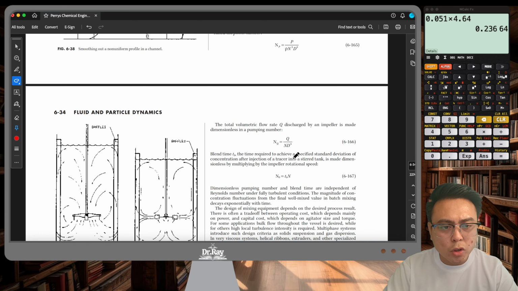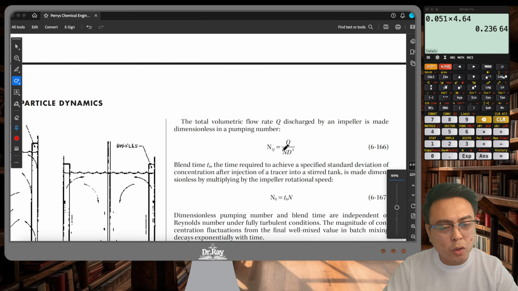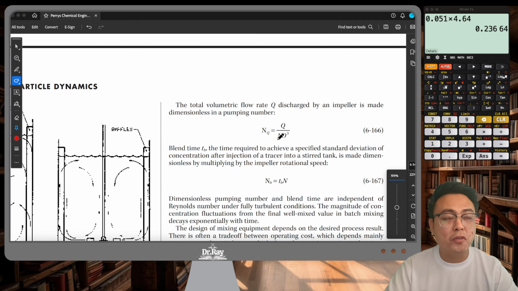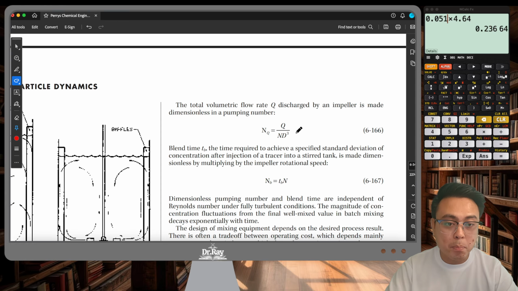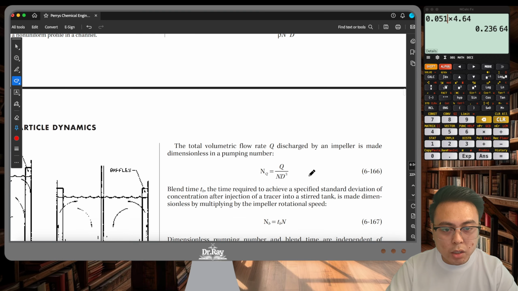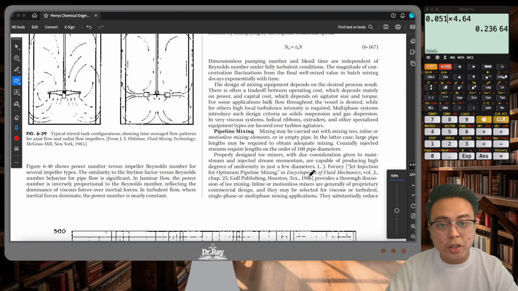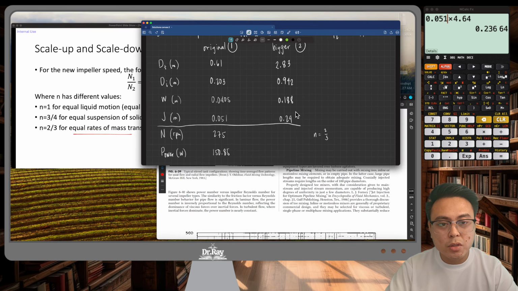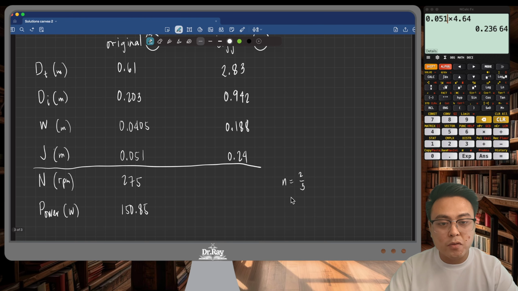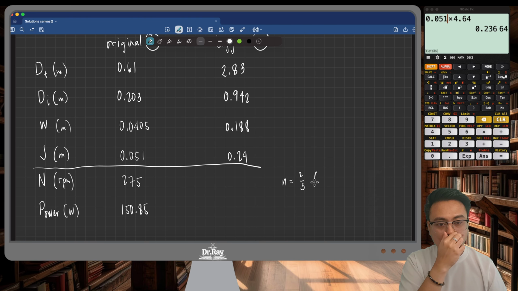This is total volumetric flow rate. If you notice, this is the same as the flow coefficient, which we have talked about in pumps. Flow coefficient is also applicable for agitators. This is blend time. Okay, it was not provided here. So just remember these values for the exponents. This is for equal mass transfer rates.